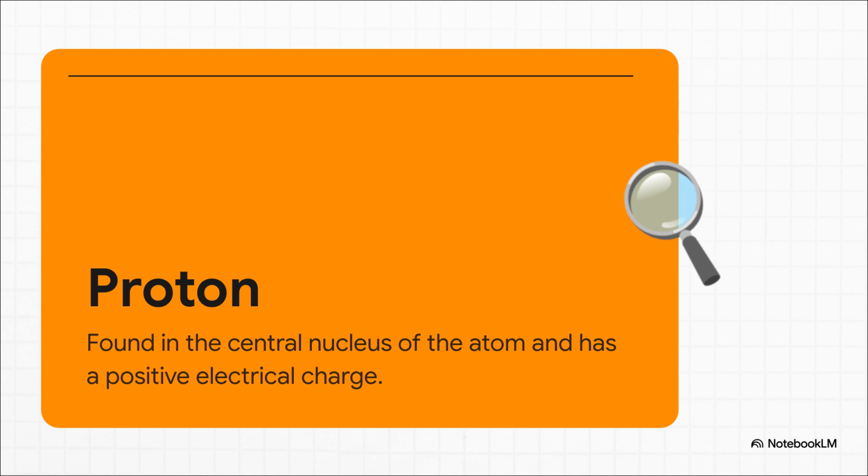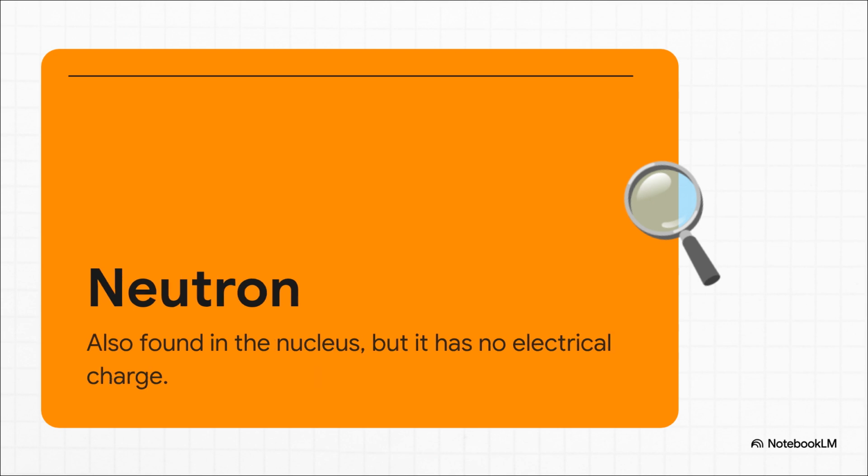So first, right in the center, in what we call the nucleus, you've got the proton. And the key thing to remember here, it's got a positive charge. Just think P for proton, P for positive. Easy enough. Hanging out with the protons in the nucleus are the neutrons. And just like their name suggests, they are neutral. They don't have any charge at all. They just kind of add some bulk, some mass to the center.